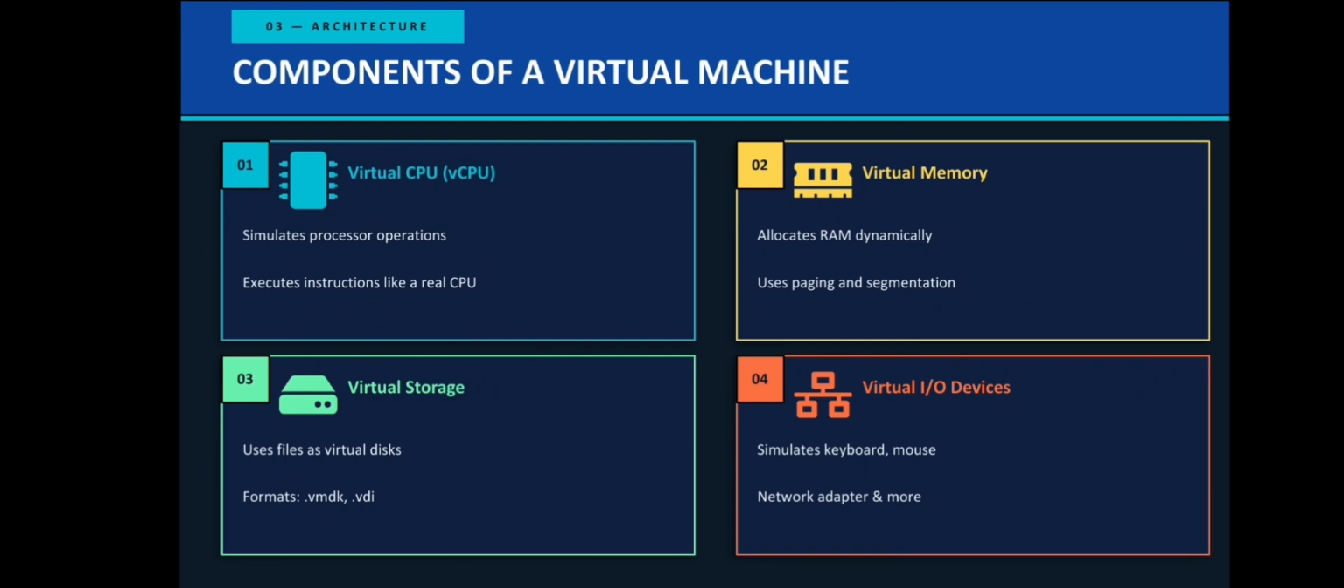Next, components of a virtual machine. The virtual machine consists of several components: virtual CPU, virtual memory, virtual storage, virtual input output devices. First, virtual CPU, referred to as vCPU, executes instructions like a real processor. Virtual memory allocates RAM dynamically, using techniques like paging. Virtual storage uses files as disks like VMDK, VDI, etc. Virtual input output devices simulate keyboard, mouse, network, etc.